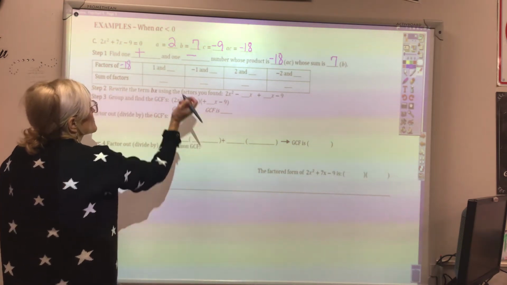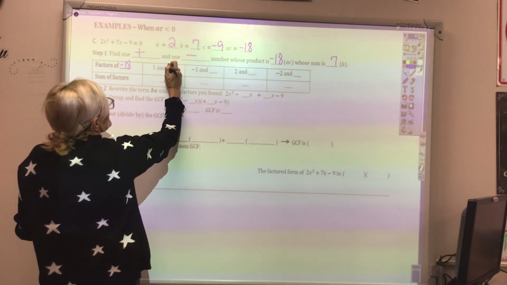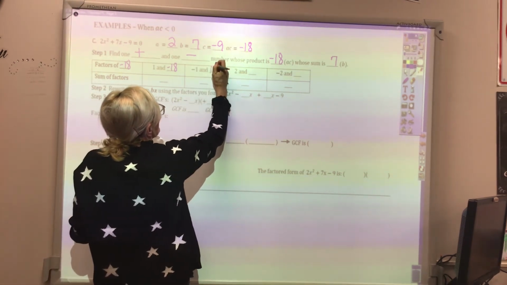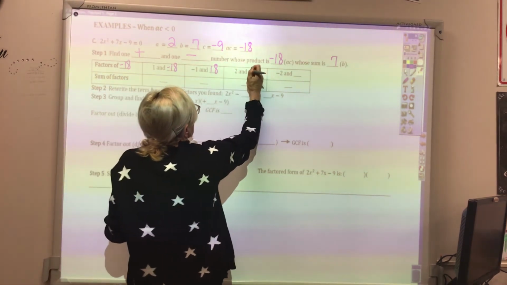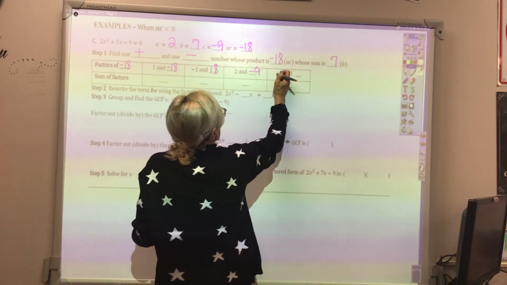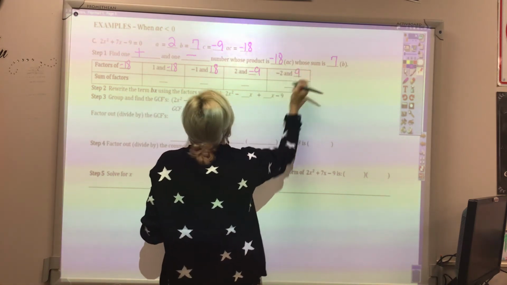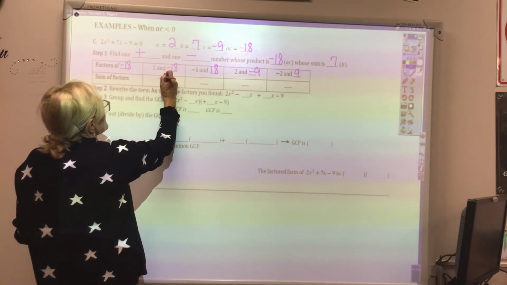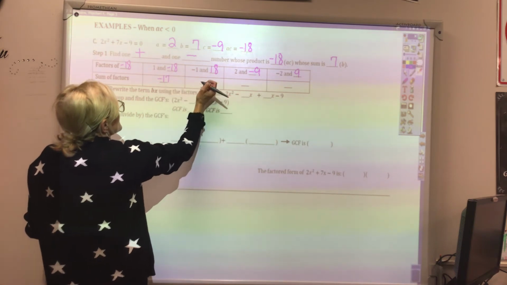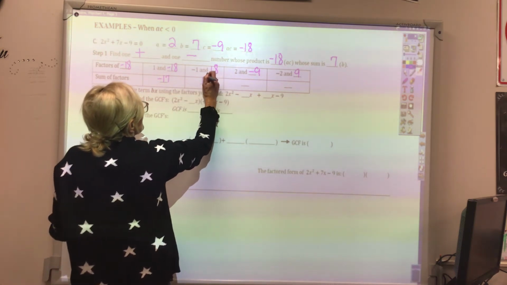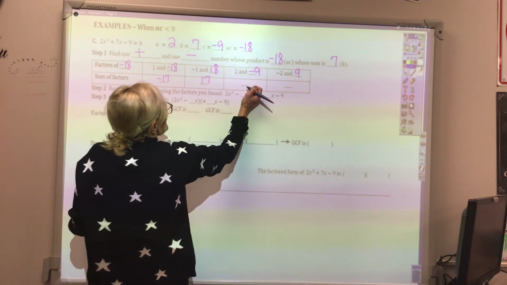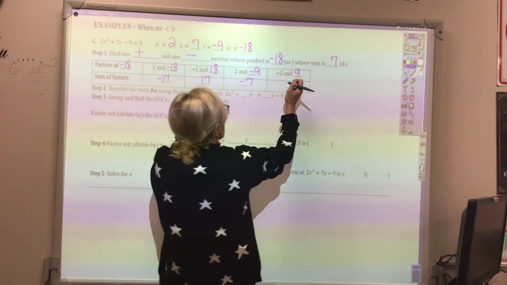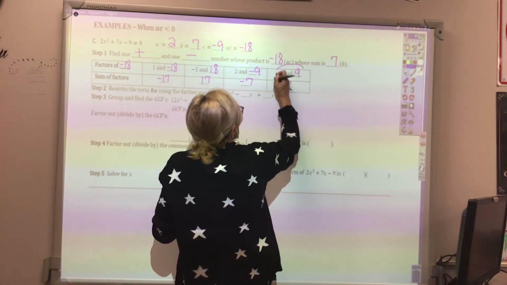So a couple of examples, 1 and negative 18, negative 1 and 18, 2 and negative 9, and negative 2 and positive 9. Find their sums. 1 and negative 18 adds to negative 17. Negative 1 plus 18 is 17. 2 plus negative 9 is negative 7. And negative 2 plus 9 is 7. There's the numbers we want.